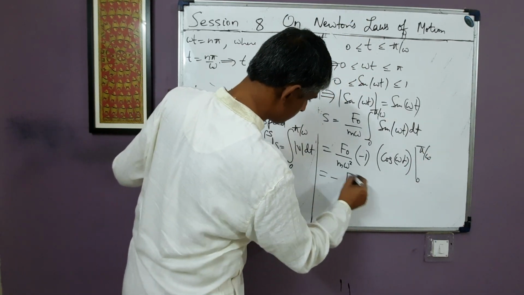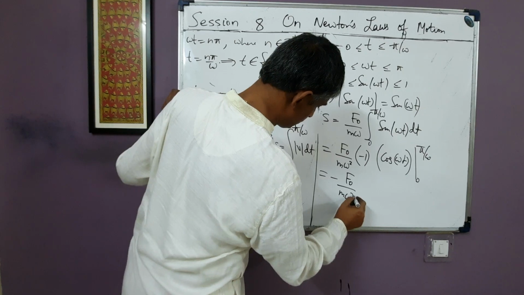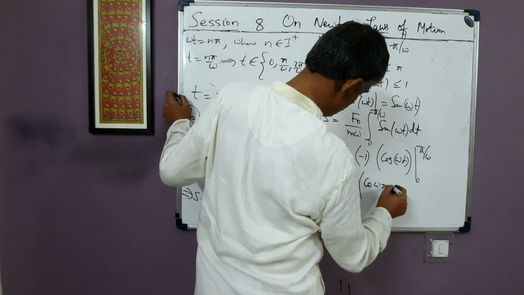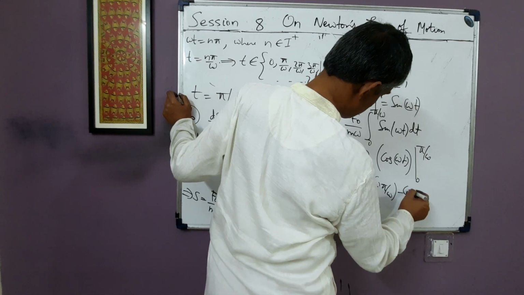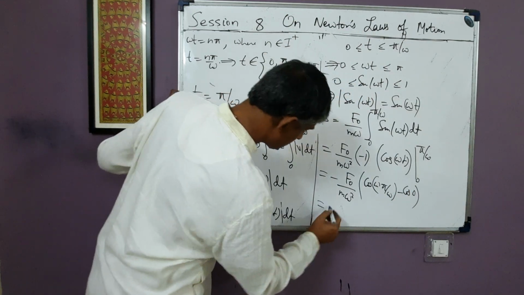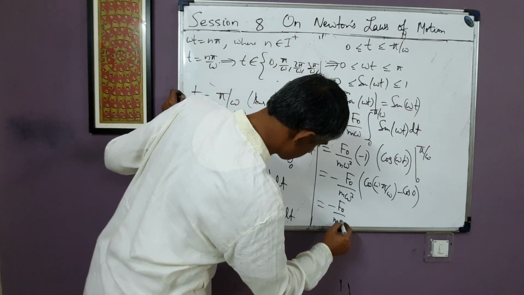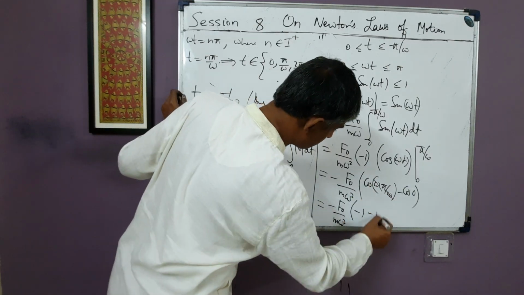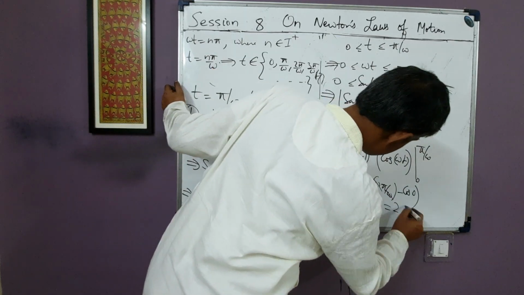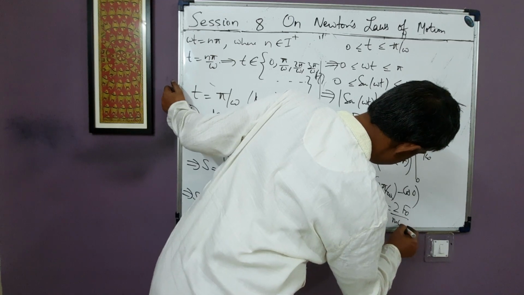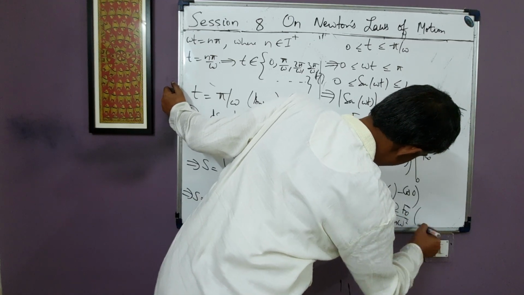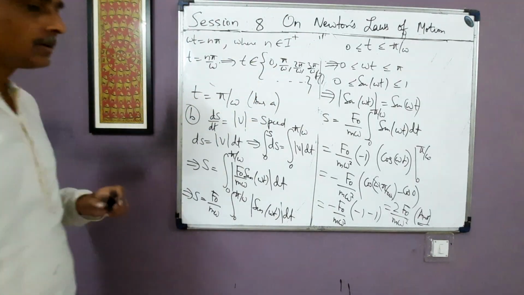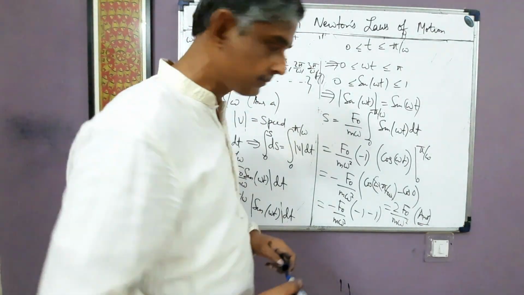So this becomes minus F naught by m omega square, into the upper limit, cos omega into pi by omega, minus cos 0. Cos pi becomes minus 1, cos 0 is 1. So simplifying, this becomes 2 F naught by m omega square. This is therefore the required answer. This is the answer to part B of the question.